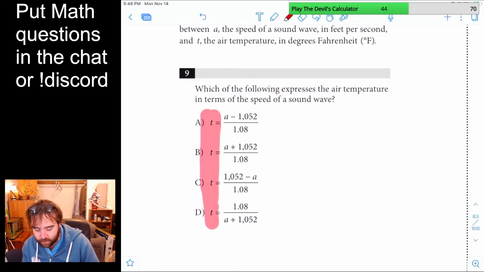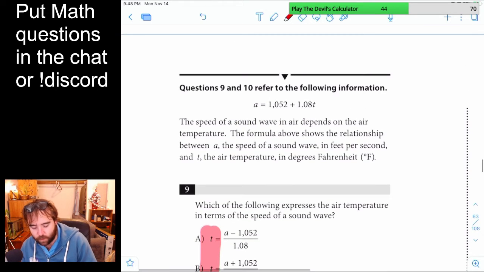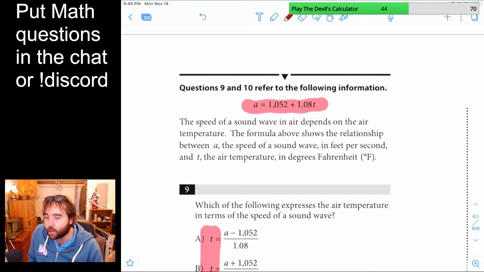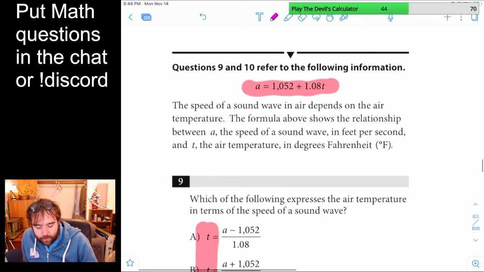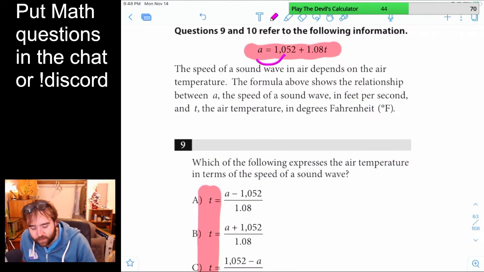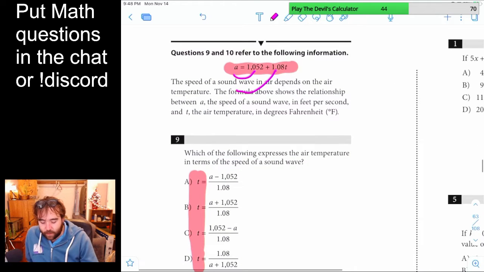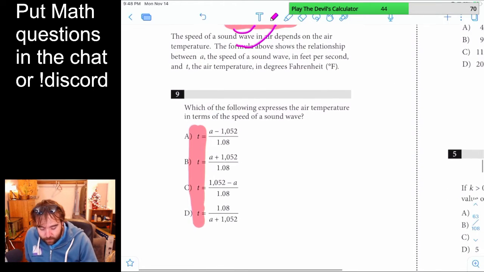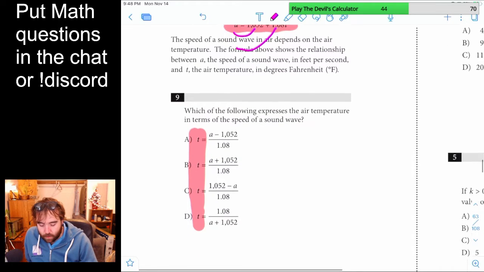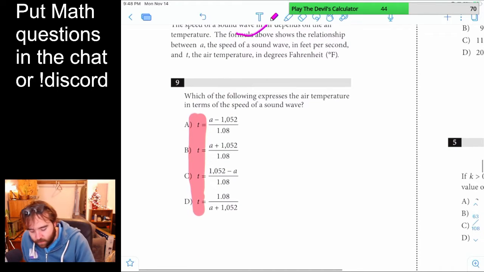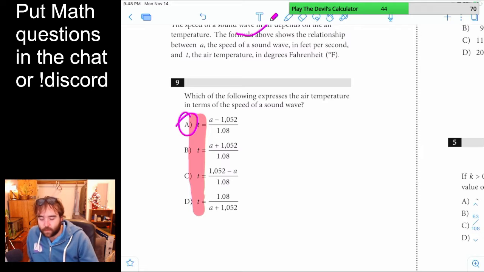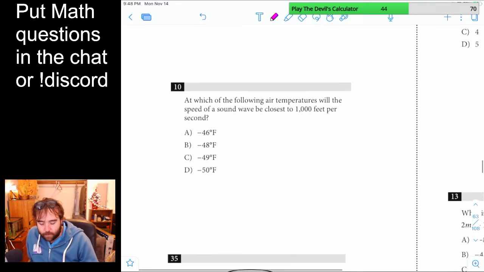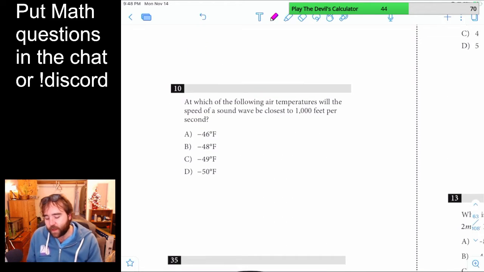They tell you you're trying to get t by itself. So then you just come up here and look for the equation that has t in it and just get t by itself. And so that's as simple as subtracting that to the other side and then dividing by 1.08. So t equals a minus 1052 divided by 1.08. A. Didn't need to read any of that. And then now maybe when we get to 10 we have to read it.